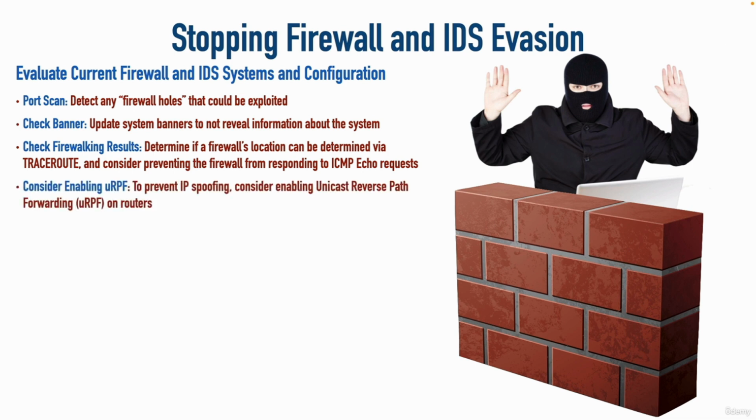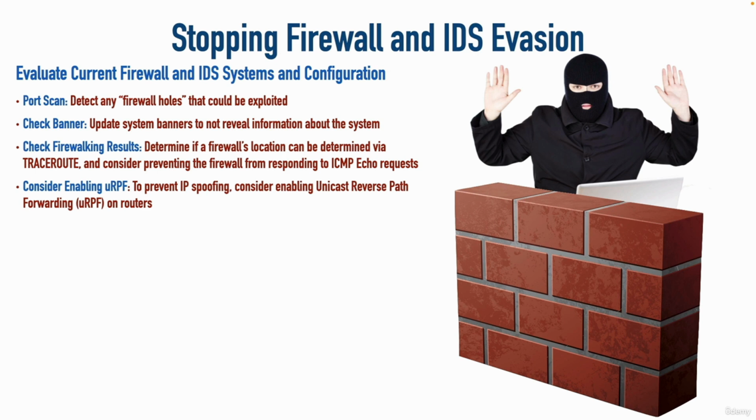To help prevent IP address spoofing, we might want to enable URPF. That's unicast reverse path forwarding. This is where a router is going to take a look at an incoming packet and it's going to say, all right, it claims to be from this source IP address.